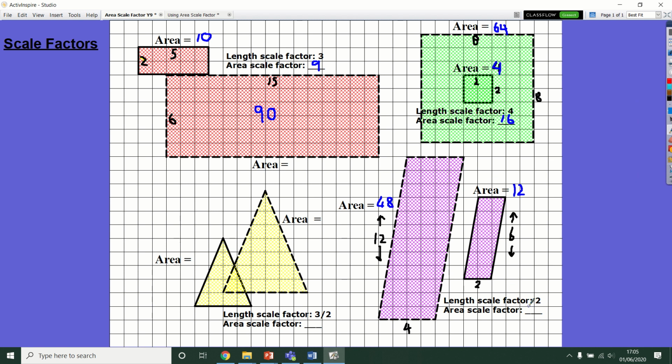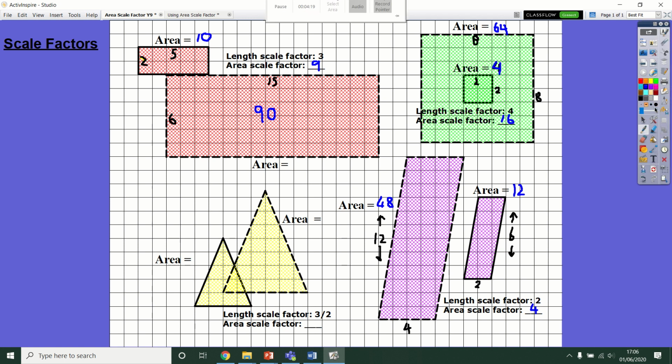Let's put that down here to put these together. Oh, sorry, that's not the scale factor. The area's gone from 12 to 48, so how many times bigger? 12 to 48 is times by 4. So we've got 3 pairs so far. I'm going to take a look at these and see if you can think of a link before I do the last one. Let's do the triangle finally.